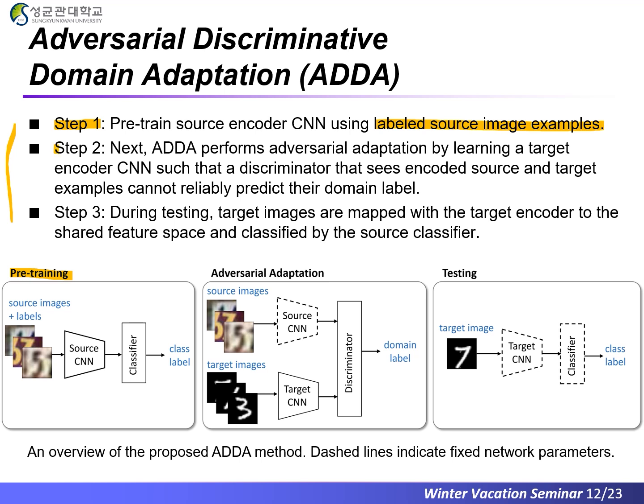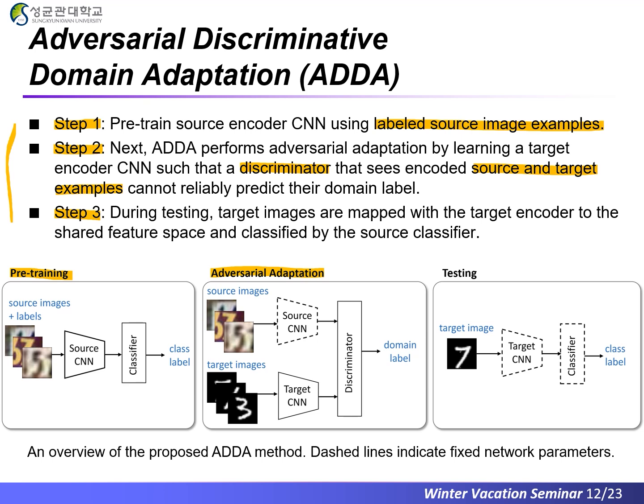In the next step, adversarial adaptation, we introduce a separate target encoder, which learns to map target images into the same feature space as the source domain. However, since the target domain is unlabeled, we use an adversarial training approach. How does adversarial training work? We introduce a domain discriminator, which is trained to differentiate between source and target features. The target encoder is trained to fool the discriminator, so that target domain features become indistinguishable from source features. This is similar to GAN training, where the encoder plays the role of a generator, and the discriminator acts as the adversary.